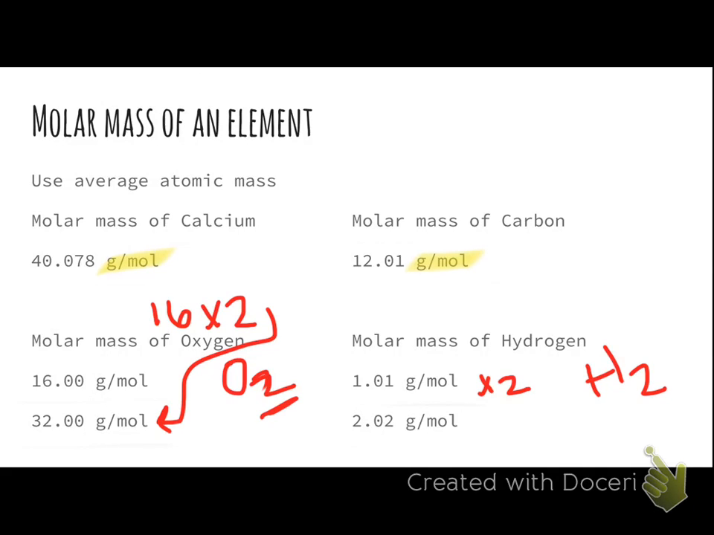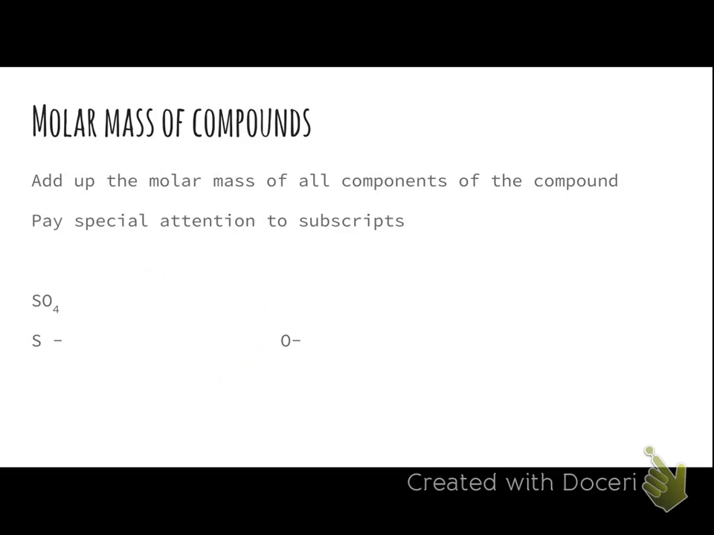So make sure that if you have O2 or H2 or N2 or F2, any of those, make sure that you're multiplying it twice. You're going to see a little bit more of that in just a second here. So when we find the molar mass of a compound, you're going to add up the molar mass of all components of the compound. By components, here I mean just the elements.